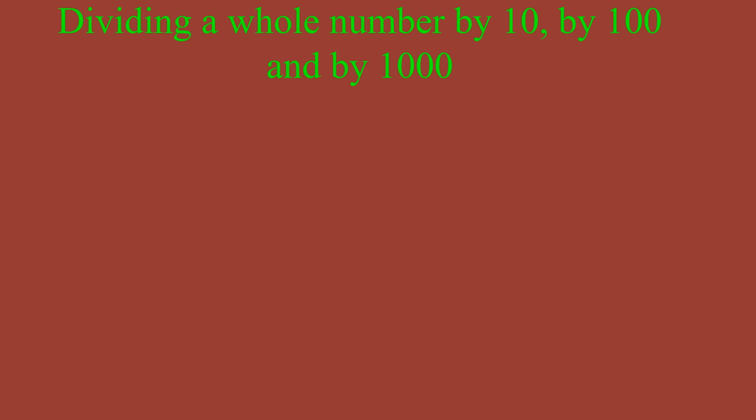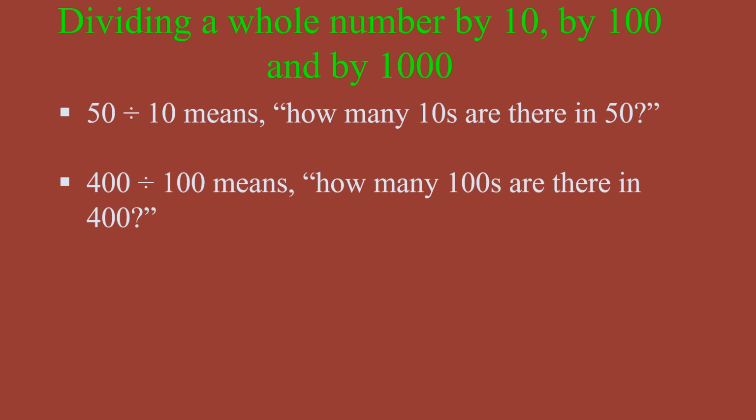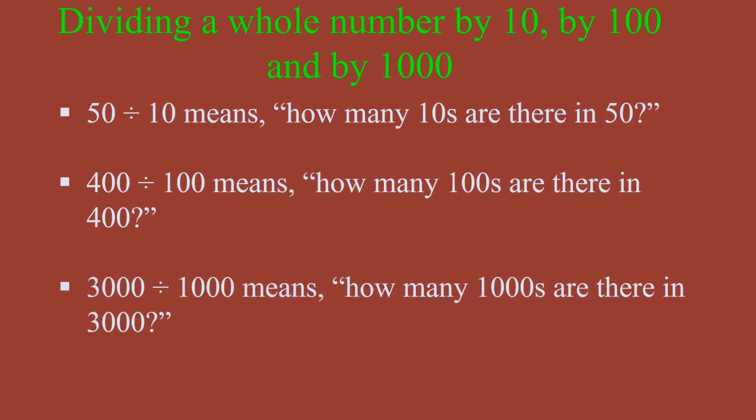Dividing a whole number by 10, by 100 and by 1000. So first of all, we are going to understand what this means. So 50 divided by 10 means how many 10s are there in 50? 400 divided by 100 means how many hundreds are there in 400? 3000 divided by 1000 means how many thousands are there in 3000? So next we'll learn how to find their answers.